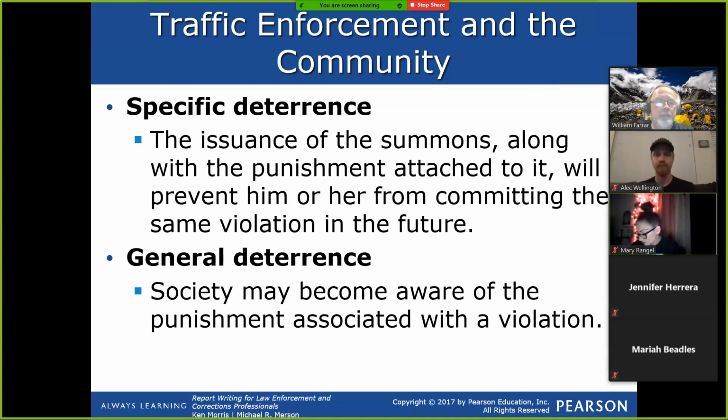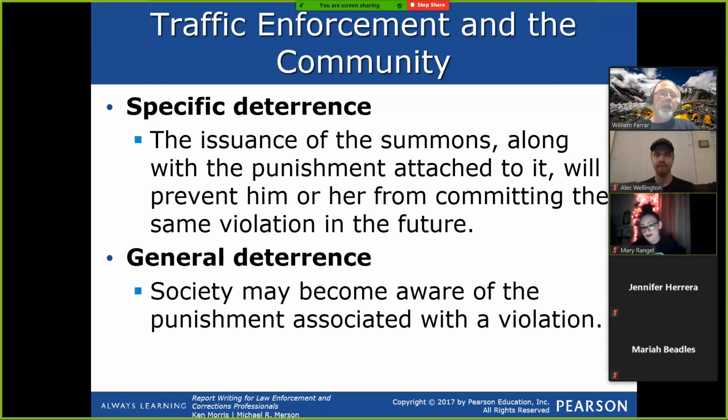So if I give you the speeding ticket and it costs you $380, we're hoping that you won't do that again. Now, the general deterrence side of that would be that society, other people, may become aware of the punishment associated with that. So you ever drive by someone that's getting a ticket? And you kind of looked over, and you don't have to tell me this, but you went, boy, sucks to be you. In your mind, right? You're kind of saying that.